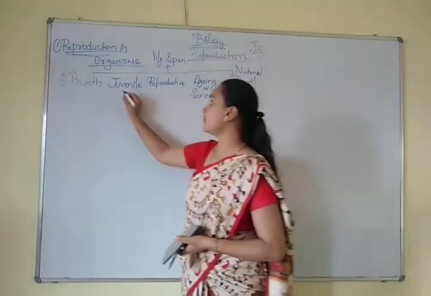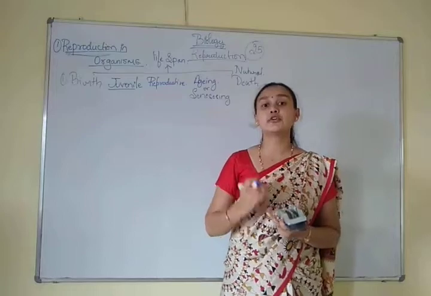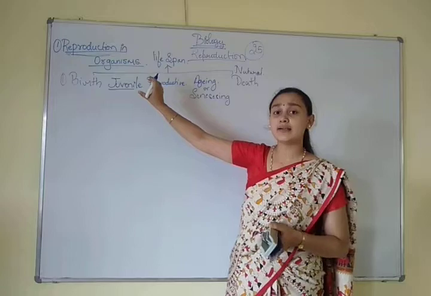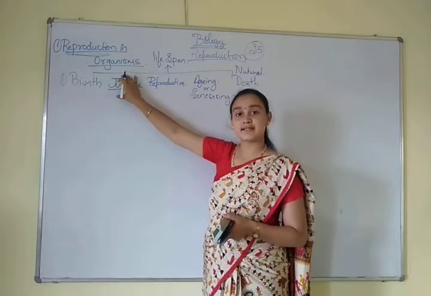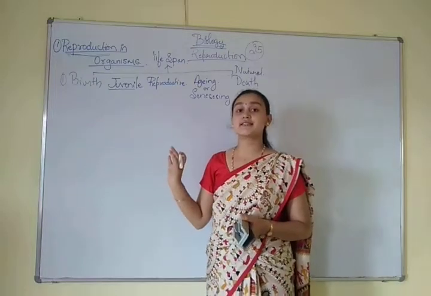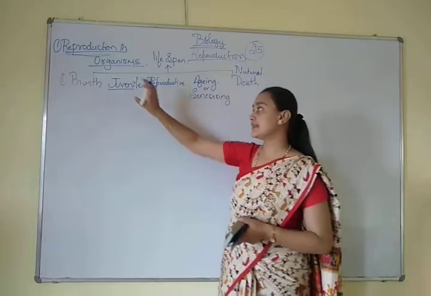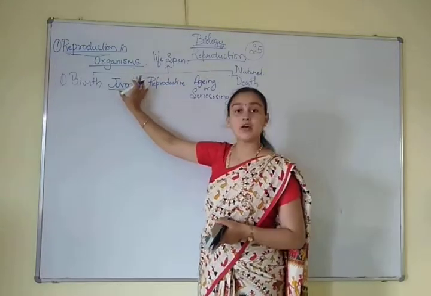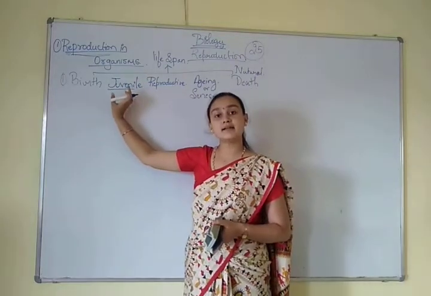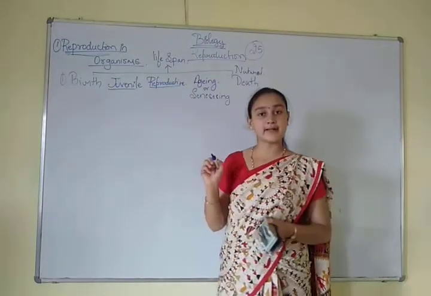Now, what do you mean by the juvenile stage? Juvenile stage is the stage where growth takes place. The growth of a human, the growth of an organism, takes place in the juvenile stage. In this stage, the organism is not able to reproduce the young one. That is why it is called the juvenile stage. After the juvenile stage comes the reproductive stage.